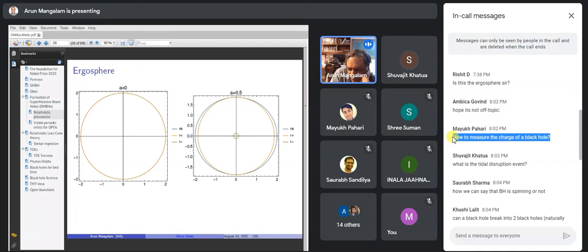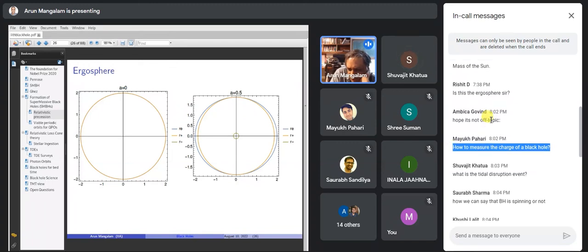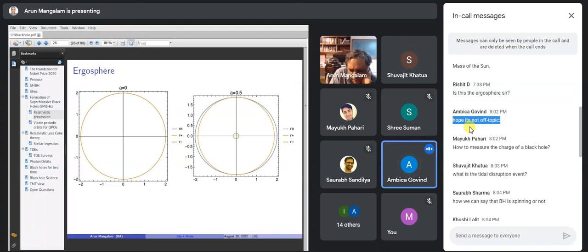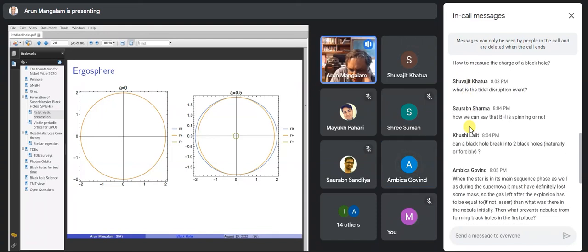Okay, one more. Ambika Govind, what is her question? Hope it's not too off topic. What is that? What is her question? Ambika? My question is further down in the chat window, sir. Okay, it's further down, is it?